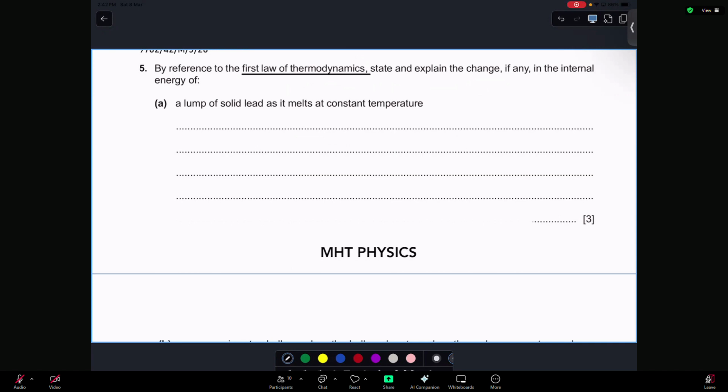to first law of thermodynamics, state and explain the change if any to the internal energy of a lump of solid lead as it melts at constant temperature. So এটা যেটা করবা first হচ্ছে ইকুয়েশনটা লিখে নিবা, ΔU equals to ΔQ plus ΔW, and also you have to relate constant temperature to which equation here, the ΔU is broken down into what, sum of KE plus potential energy.